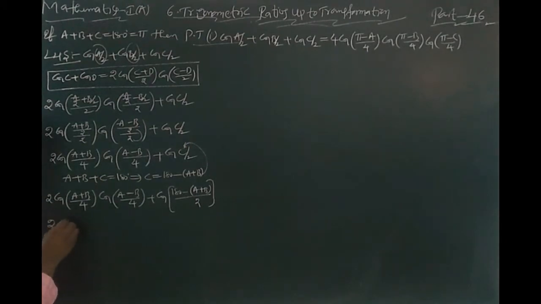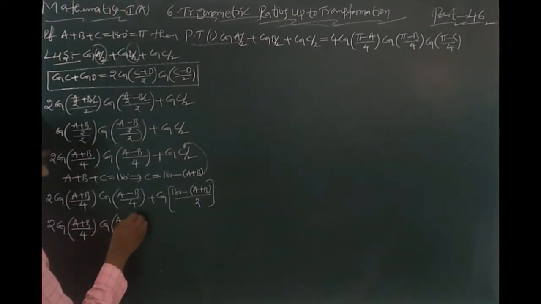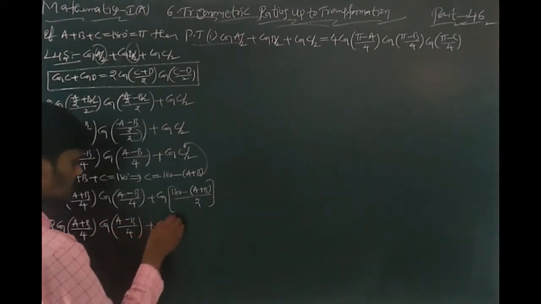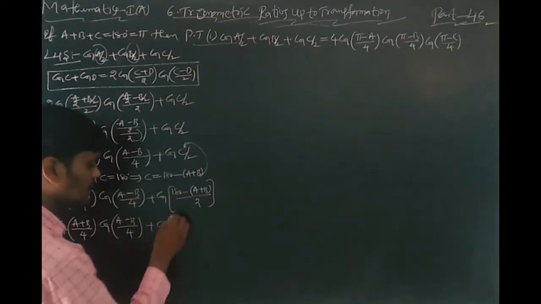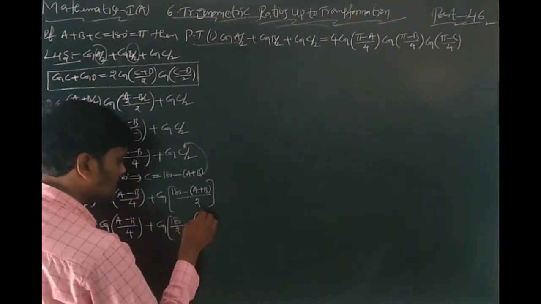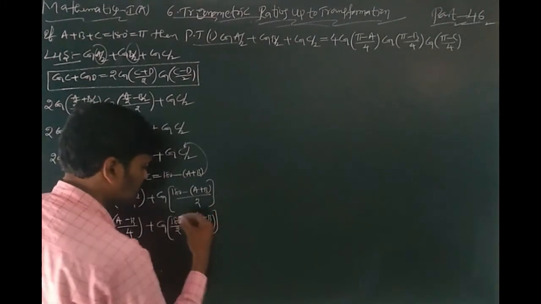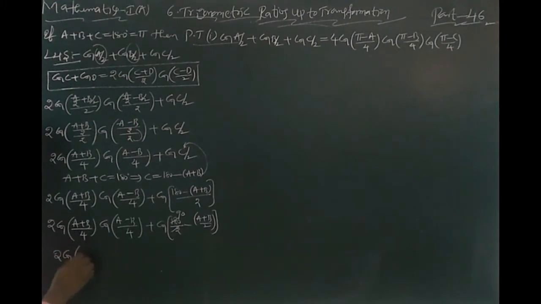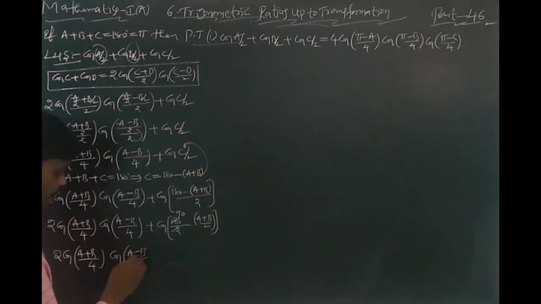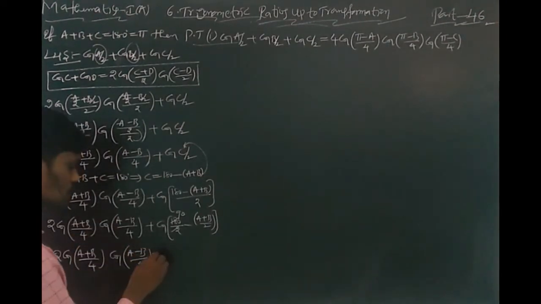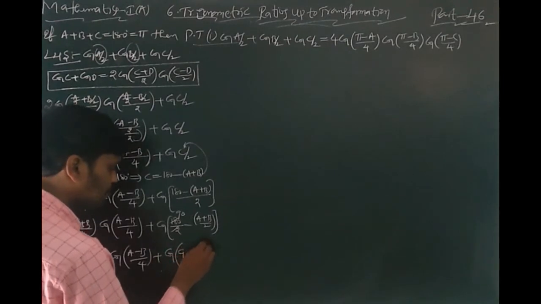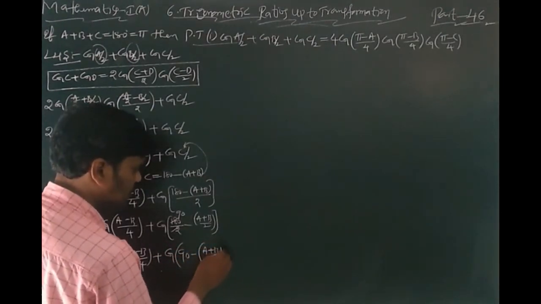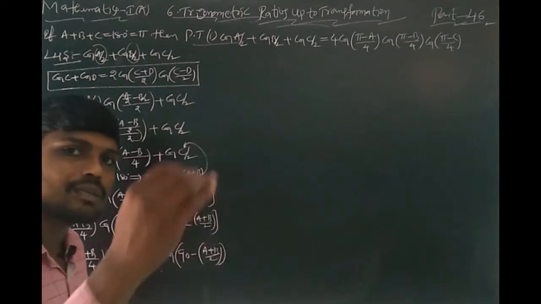After that, 2 cos of (A plus B) by 4 into cos of (A minus B) by 4, plus cos of, you can separate the numerator, 180 by 2 minus (A plus B) by 2. Understood? 2 ones are 2, 90. Remaining, 2 cos of (A plus B) by 4 into cos of (A minus B) by 4. The first term is unchanged, plus cos of 90 minus (A plus B) by 2.